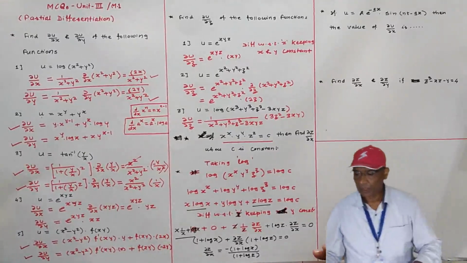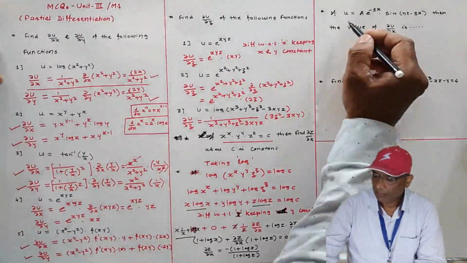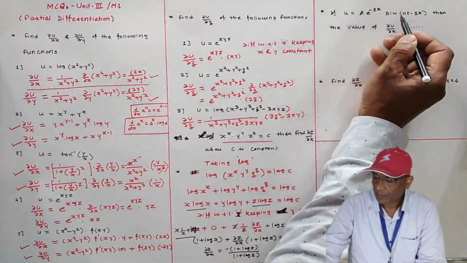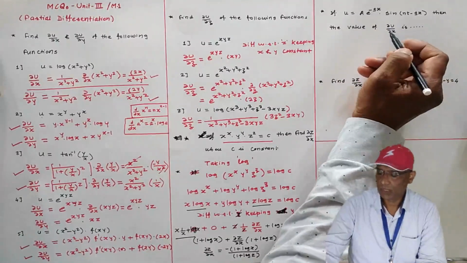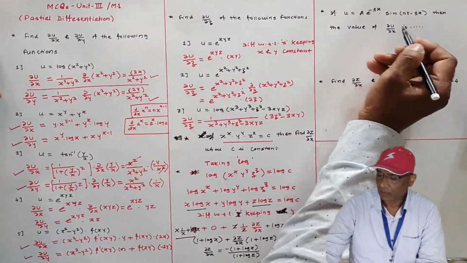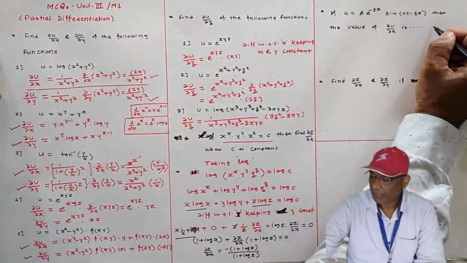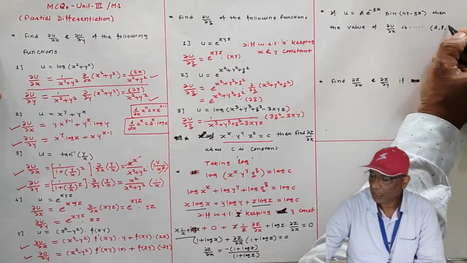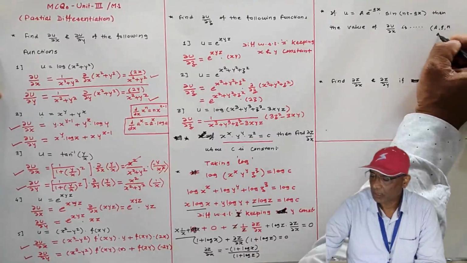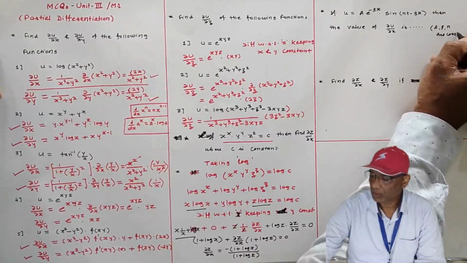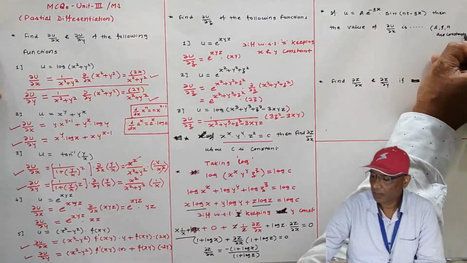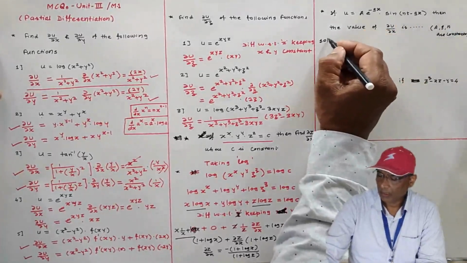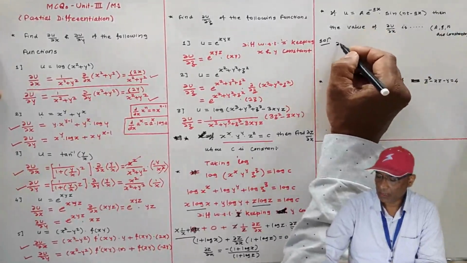Okay. Now, next short sum: if u is equal to this, then the value of del u by del x is required. See, where a is constant, g is constant, and n is constant. Okay, these are the constant terms. I want del u by del x.